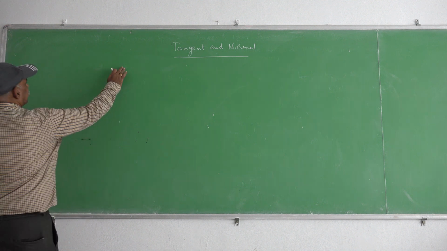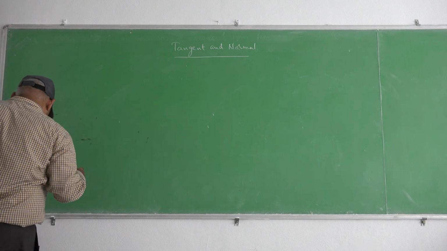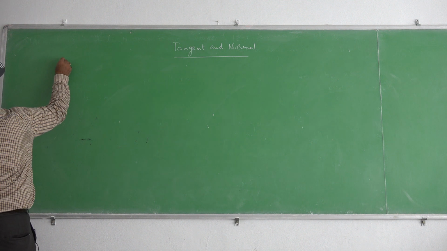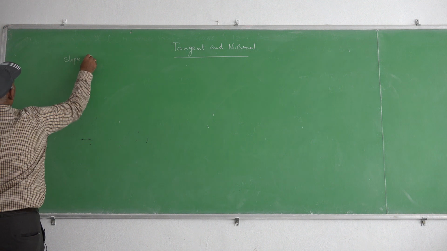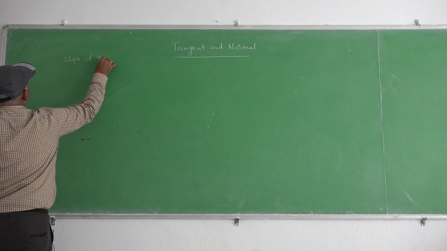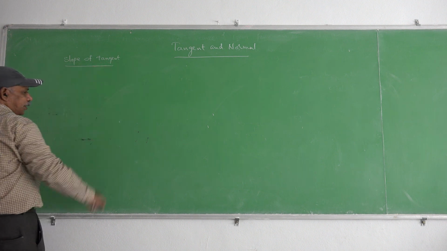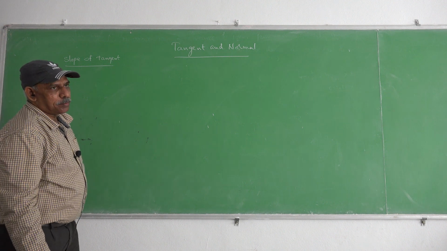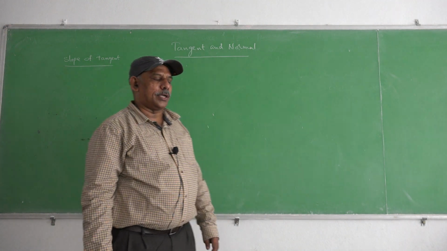Before going to discuss the tangent and normal of the given curve, at first one should know the slope of tangent, otherwise the gradient of the curve. The gradient of the curve means the slope of the tangent at a particular point on the curve.